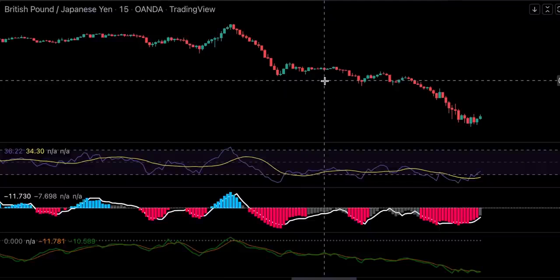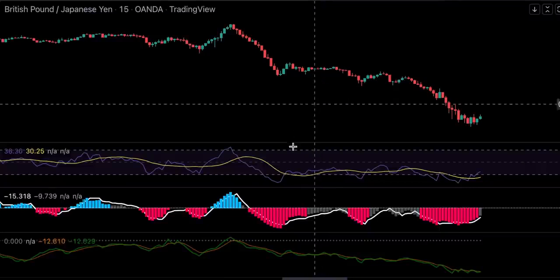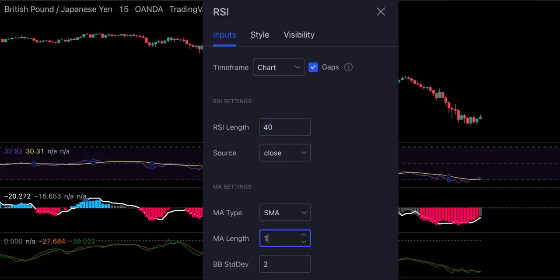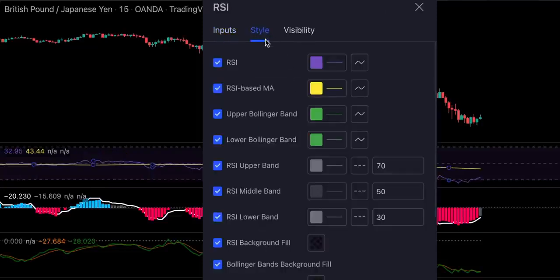Okay, so in order for this strategy to be complete, we need to adjust these indicators first. So let's double click on this RSI indicator and change the inputs. So we will change this RSI length from 14 to 40 and this MA length from 14 to 150. In the style section, we're going to remove everything except for this RSI and RSI based MA.